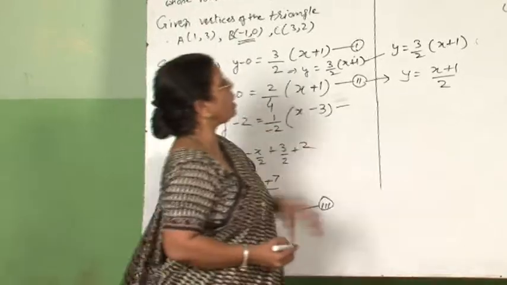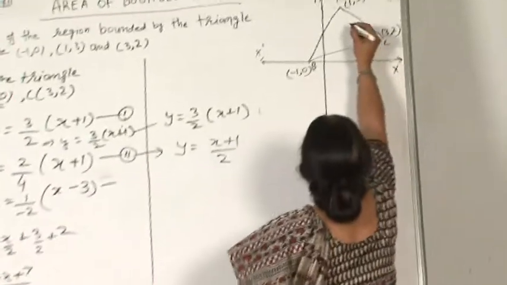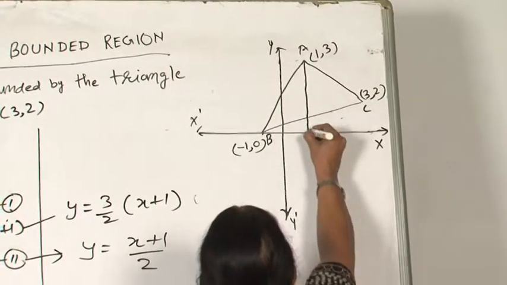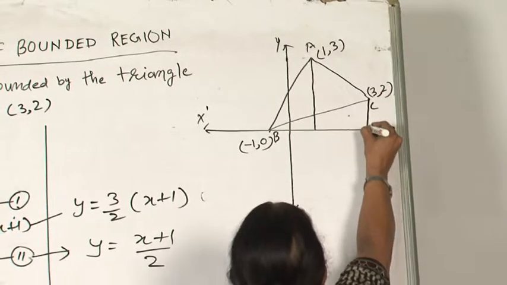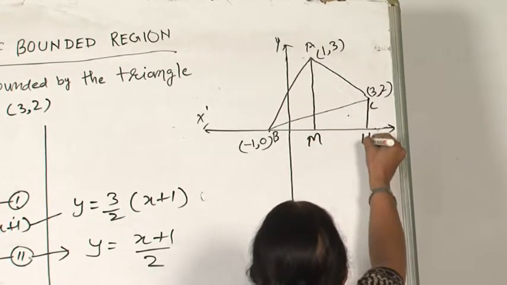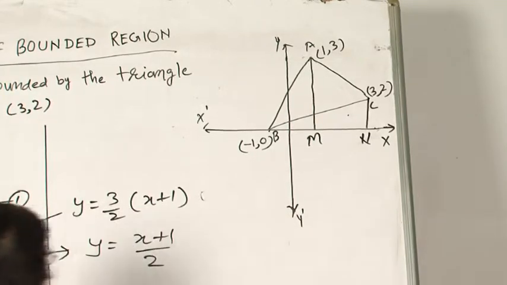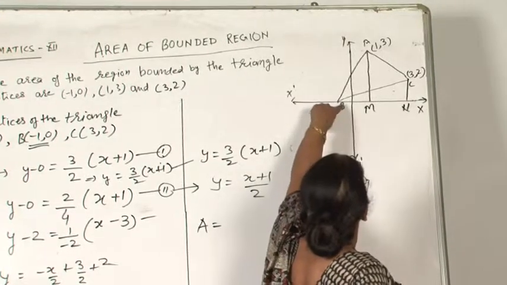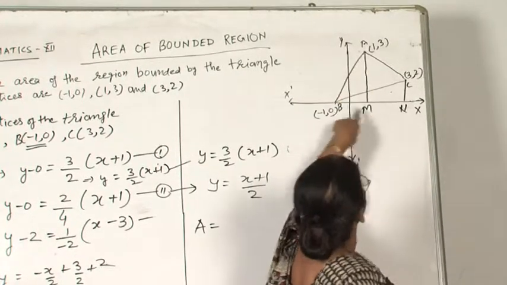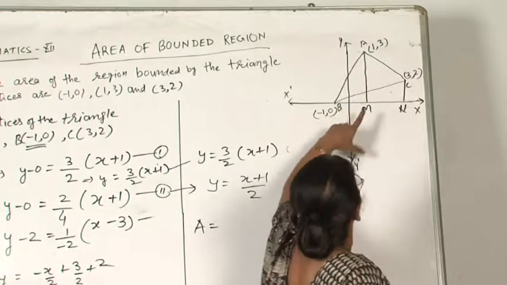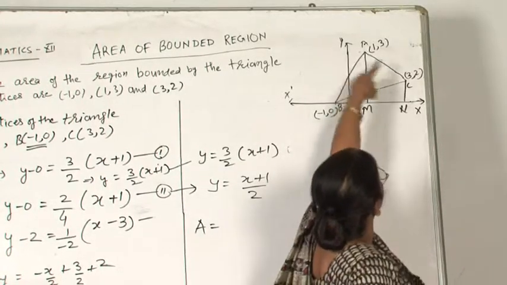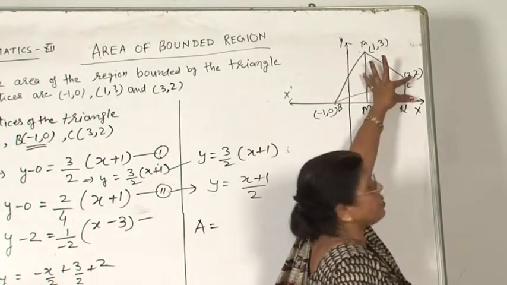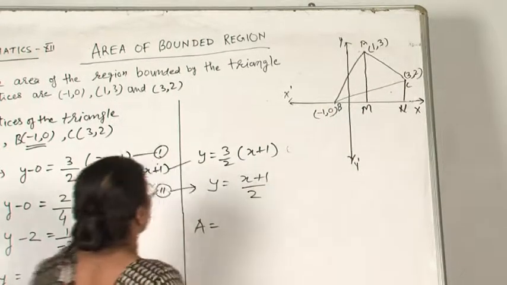Now the area of the triangle. We will draw perpendiculars from A to the x axis. Suppose this point is M and this point is N. Now the area of the bounded region is the area of the region BAMB, the area of this triangle, plus the area of MACN, and minus the area of this triangle. So this is the area of the bounded region.